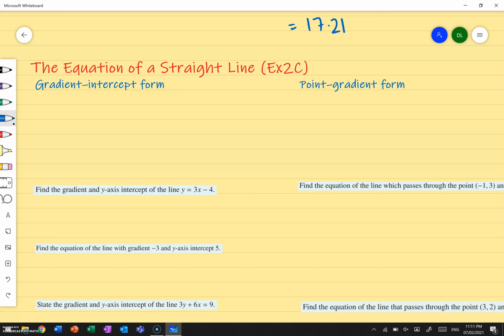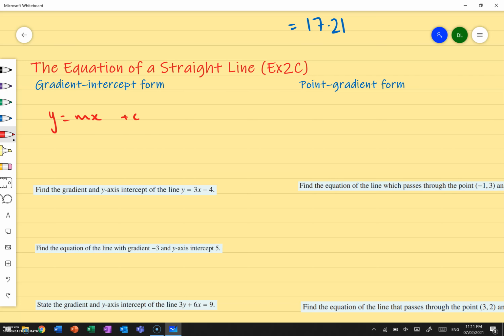This is my personal preference. I prefer to use this form over here. If you want to go ahead and use point gradient form, that's also welcome. However, do note that both of the forms give the same equation. So it is possible to transpose each equation to form the other form, but one of them should suffice. So gradient intercept form shows exactly that, the gradient and the intercept. So in which case we have y equals mx plus c.